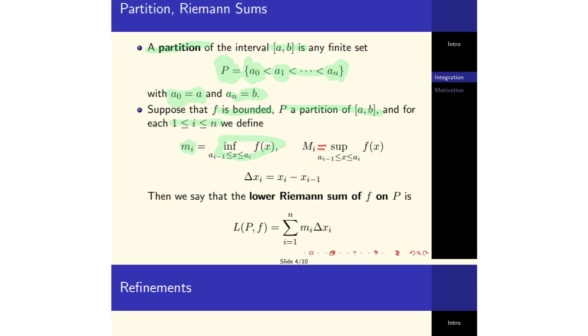And then we define delta x sub i as the change in x, so to speak, which is formally defined here. But the point is that we can then, with all of these definitions in place, define the lower sum of f on P. That is the sum with i ranging over all of the indices, using those infima times delta x. This should all be very familiar.